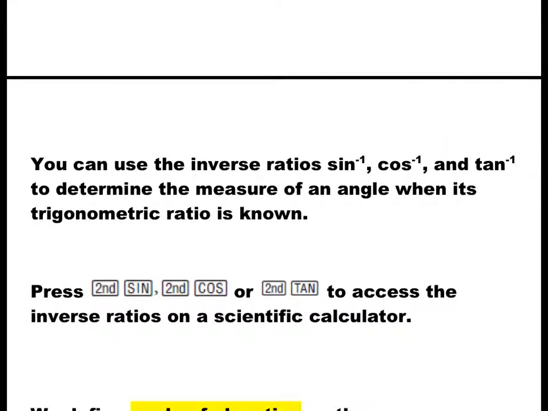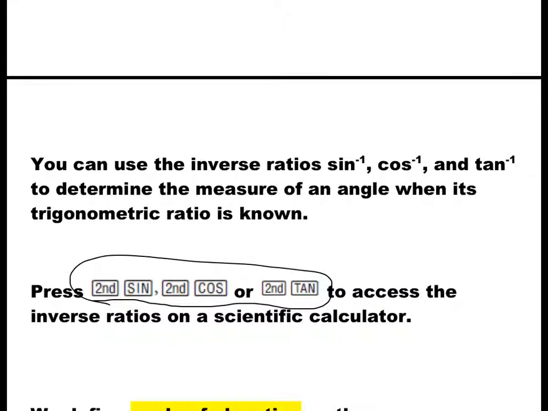So you can use sine minus 1, cos minus 1, and tan minus 1 to find the measure of the angle if the sine, cos, and tan of the angle is known. How do you access these functions? It's usually second sin, second cos, and second tan on your calculator. And the return value is going to be the angle either in degrees or radian.